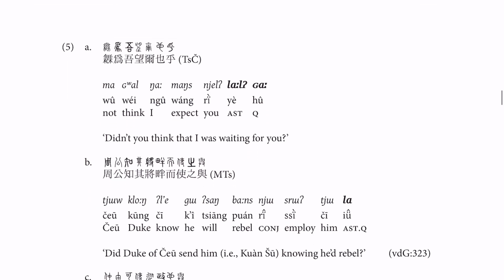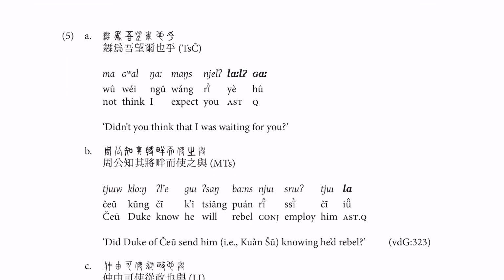Now let's look at some examples, beginning with 5a. Ma gual nga mans nie lao ga. In Mandarin, it would sound like wu wei wu wang ye hu. And in English, it's translated as, didn't you think that I was waiting for you?